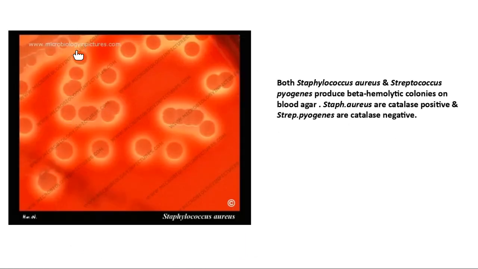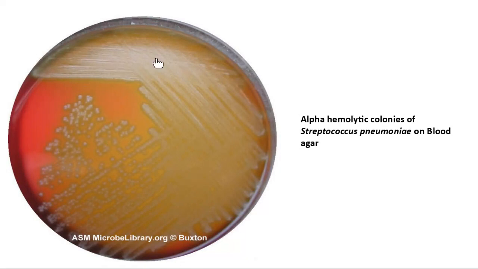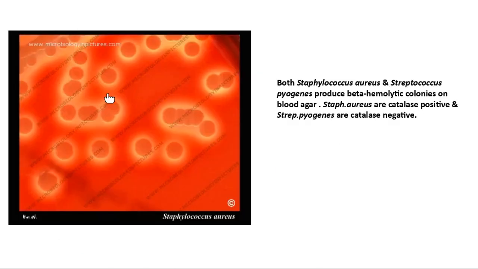Okay, here is a beta hemolytic, almost a complete hemolysis, but in this case it is almost complete but not the complete. So this is the alpha hemolytic colonies, and alpha hemolytic colonies on the blood agar mostly belong to the Streptococcus pneumoniae. Beta hemolytic colonies mostly belong to the Staphylococci or the Streptococcus pyogenes. To differentiate between them, we perform the catalase test. Catalase test positive means Staphylococcus, and catalase test negative means Streptococcus pyogenes.